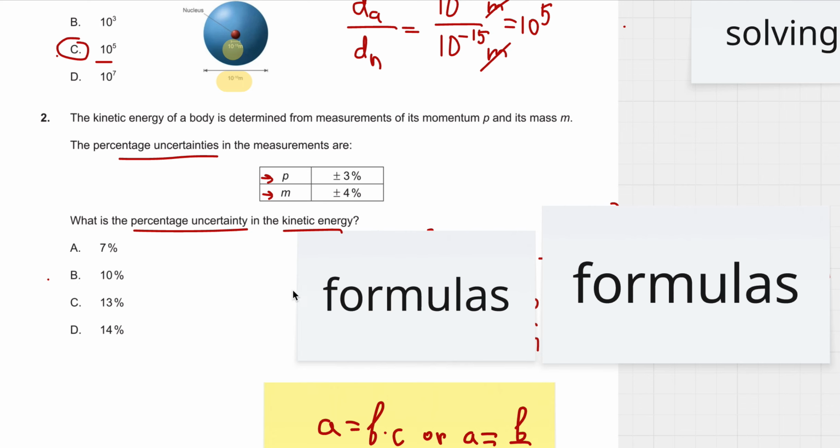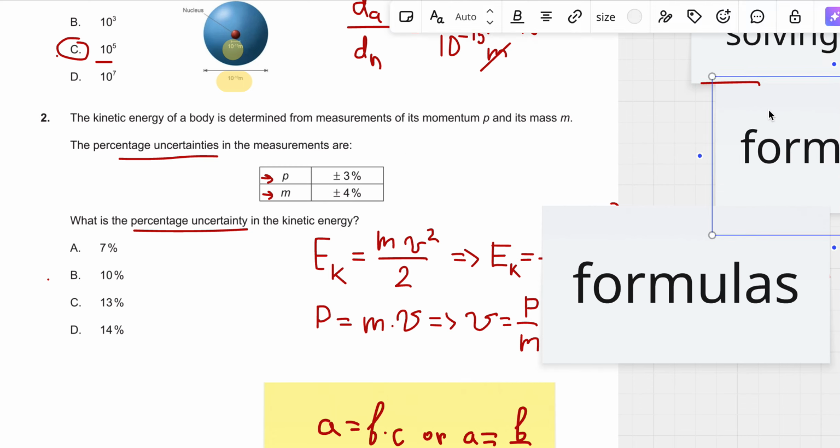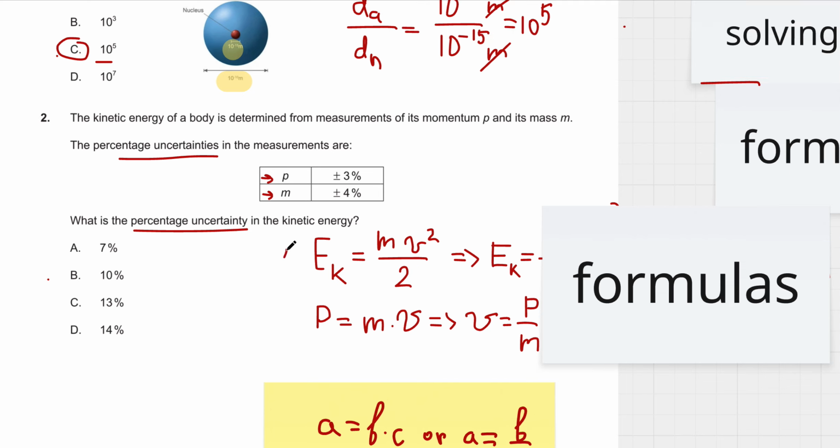First of all, we need to combine some formulas here. So first one is kinetic energy, which is m v squared over 2. And the second formula we need to work with is the formula of momentum. So formula number 1 and formula number 2. How do we combine them? So from the second formula, we need to rearrange to find the velocity, the speed. So it will be equal to p over m.